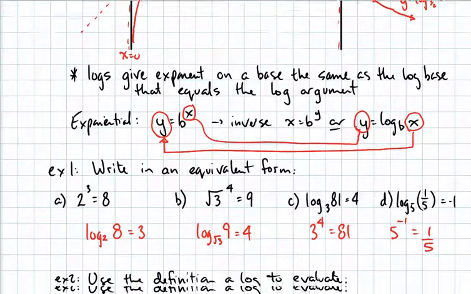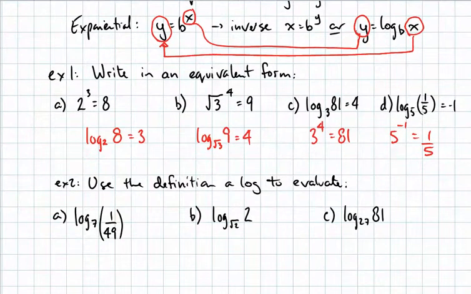Another type of question you can be asked: use the definition of a log to evaluate each. So, in this problem, I've got log base 7 with the argument of 1 over 49. I'm trying to figure out what that equals. Maybe I'll write equals x. Let's write an equivalent statement.